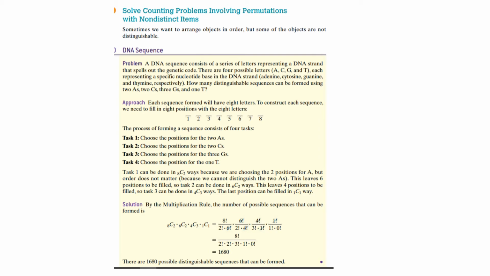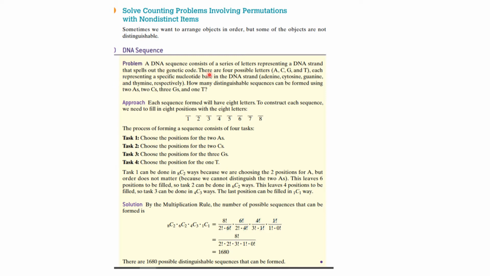Okay, now we move on to a different kind of problem. Now we're going to talk about solving counting problems involving permutations, but now the items are non-distinct. And I'll say more about this. Sometimes we want to arrange objects in order. That means it's a permutation, but some of the objects are not distinguishable. And so this problem sort of introduces this issue.